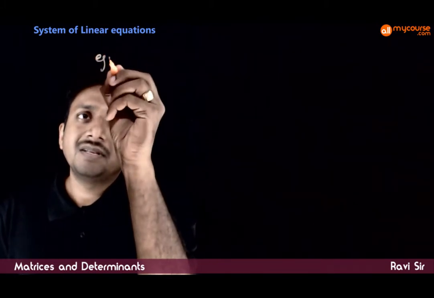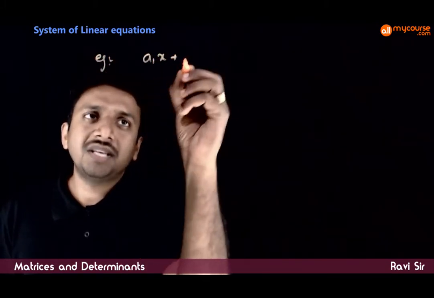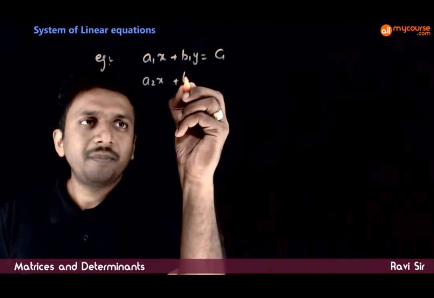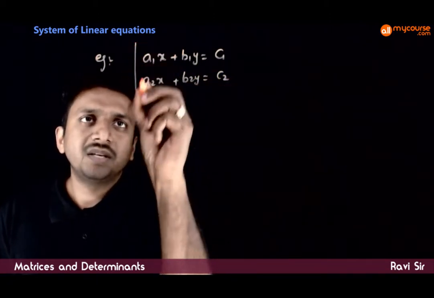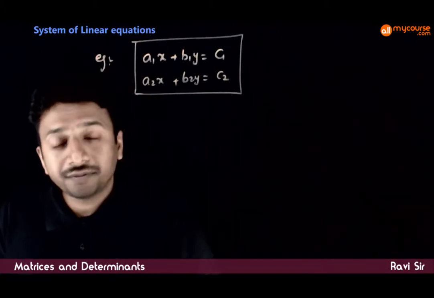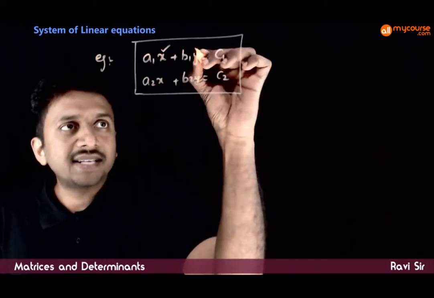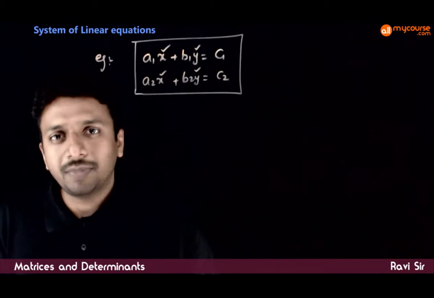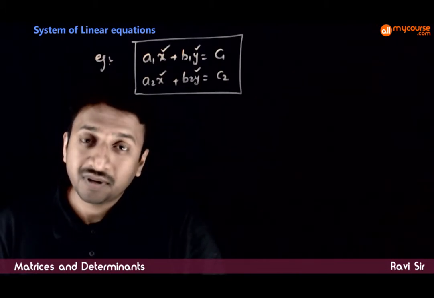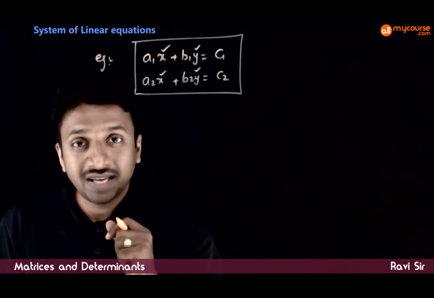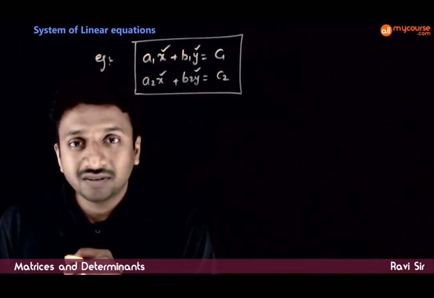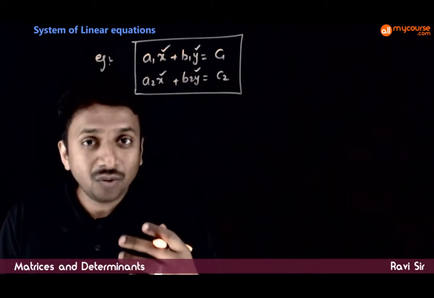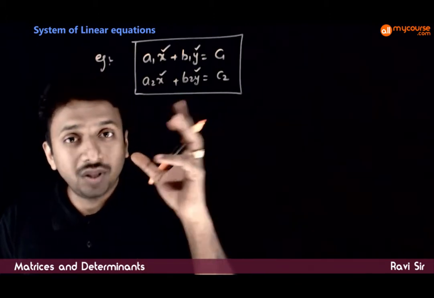For example, if you have two linear equations, a1x plus b1y is equal to c1 and a2x plus b2y is equal to c2, these are a pair of linear equations in unknowns x and y. Now, what is the condition which ensures that this system has a unique solution? I'm just writing what you have learned in your lower classes. In this topic, let us try to introduce matrix methods to do the same.